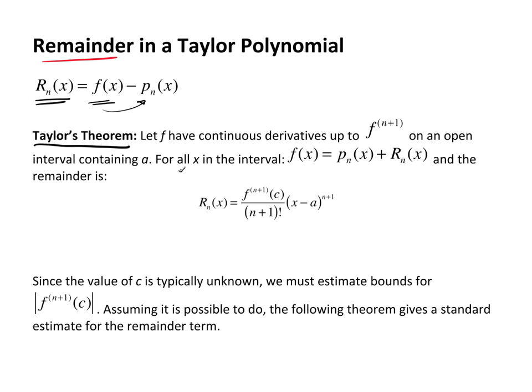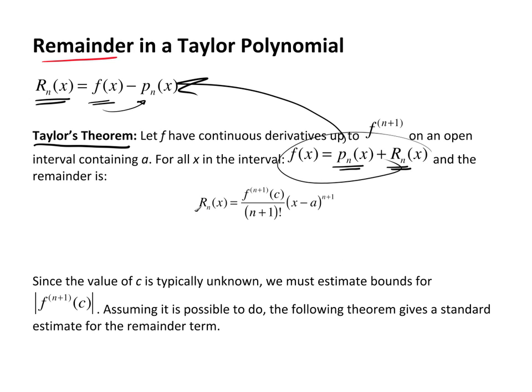So let f have continuous derivatives up to the n plus 1th derivative. If I do P sub n, I need one more derivative beyond that to be continuous, on some open interval containing a. Remember, we're going to approximate about a, so this open interval represents the area we're going to be approximating within. For all x in the interval, f of x will be equal to this polynomial approximation plus the remainder.